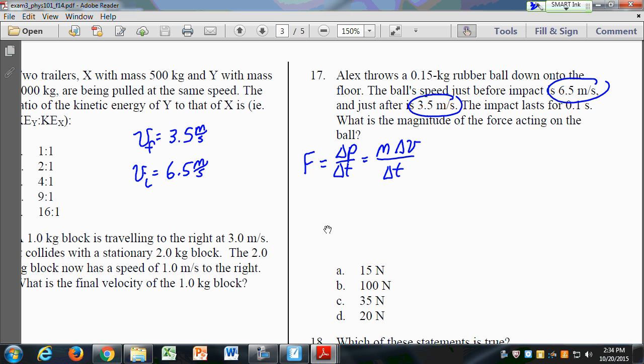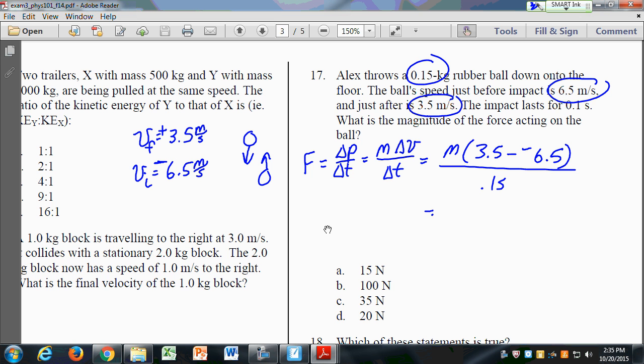But if I imagine I'm throwing it down onto the floor, so my initial is actually negative, and my final, which is coming up, is positive. And so my delta V is going to be V final, 3.5, minus a negative 6.5, divided by the change in time, which is 0.1 seconds. All right, so this is the mass, 0.15 times 10, divided by 0.1, that's 1.5, so it's going to be 15 newtons.